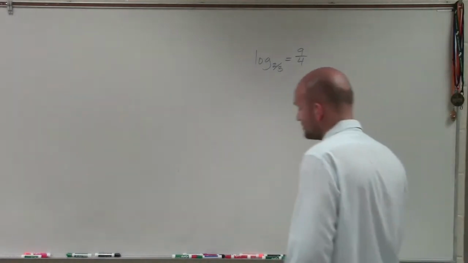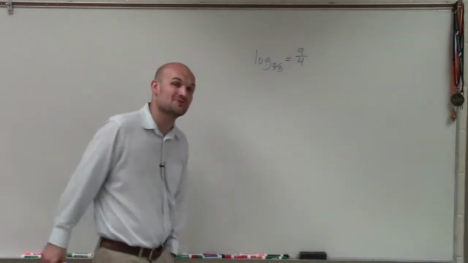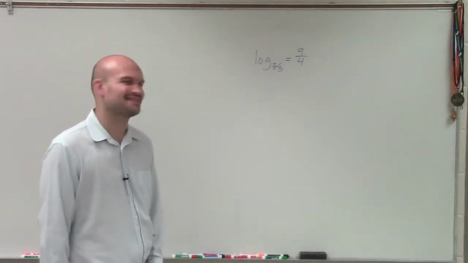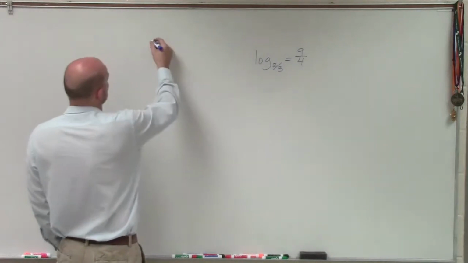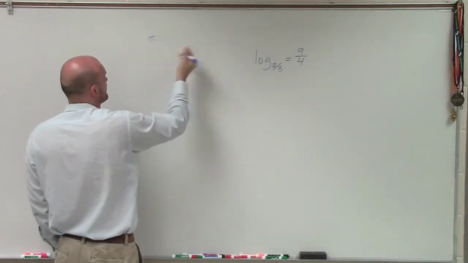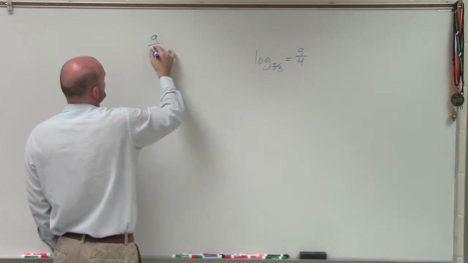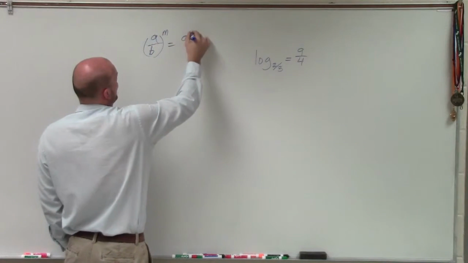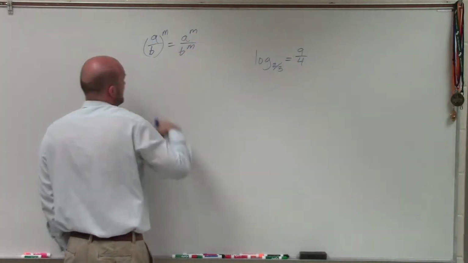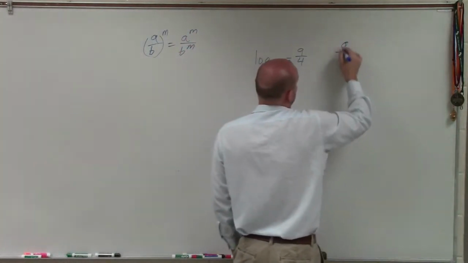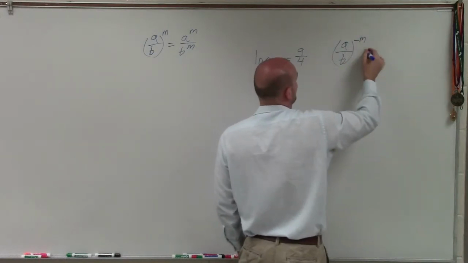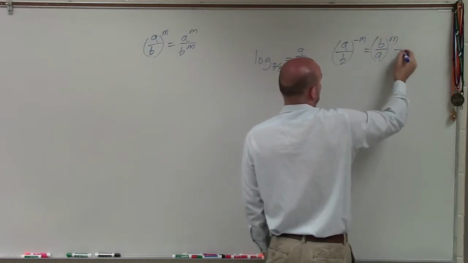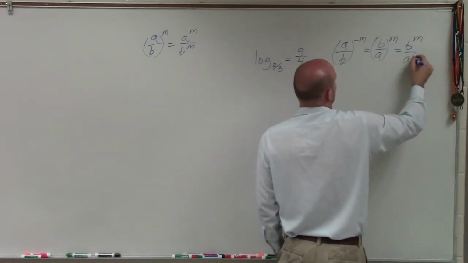So what I have here is log base 2/3 equal to 9 over 4. This just doesn't look like fun. Again, we're raising things to a power, so let's review what happens when I raise a fraction to a power. Remember, that's a to the m over b to the m. But what if I raise it to a negative power? Then I can take the reciprocal and raise it to the positive power, so it would be b to the m over a to the m.